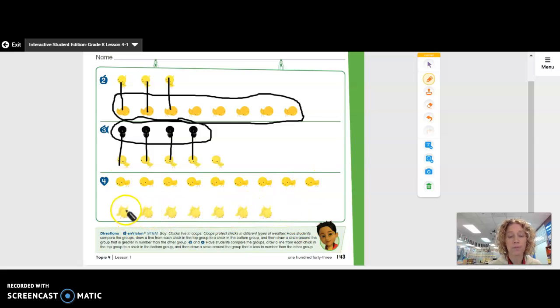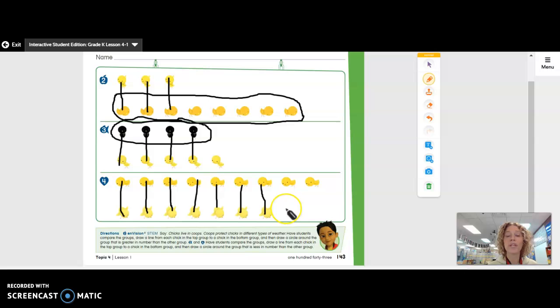Okay, these chickies are looking up, these chickies are looking down. Maybe they're looking for food. I don't know. Okay, up to the down, chickie. Up to the down. Up to the down. Up to the down.